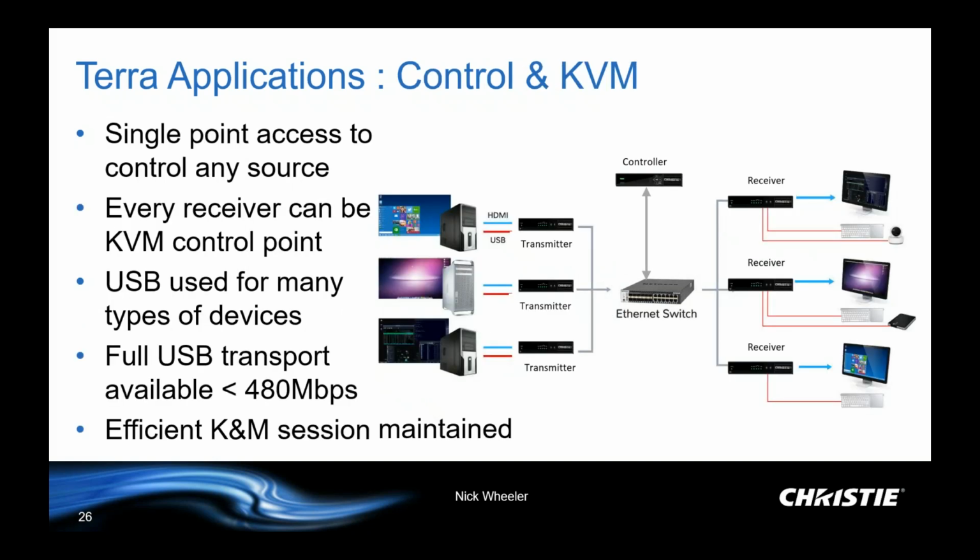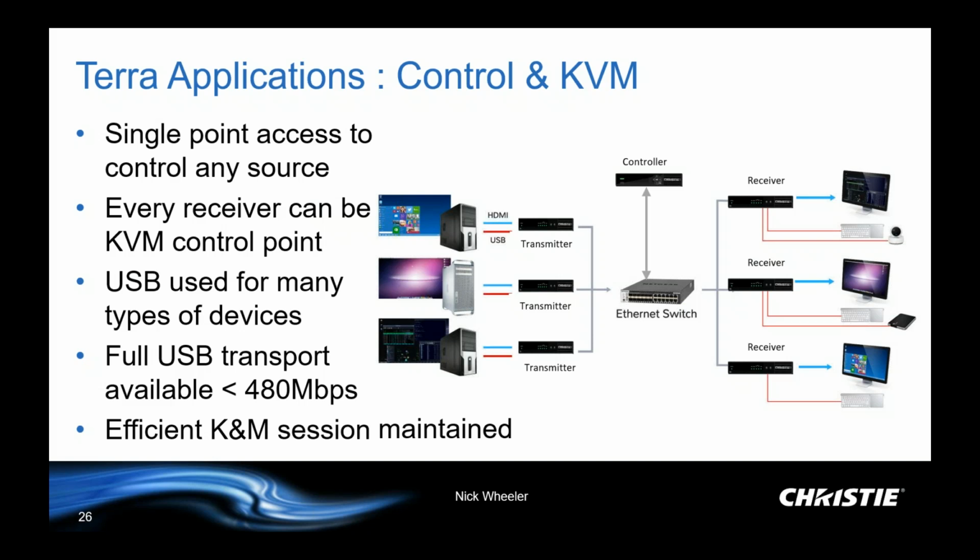Controlling KVM. This is really interesting, and I'll be talking about this particular application in tomorrow's webinar, at the end in the case study for the Orange Satellite Control Room. Basically what we have here is an AV switch, an AV router and a USB router at the same time. We're able to route the HDMI and the USB from any transmitter to any receiver, pretty much. So any receiver on the right-hand side would be able to take control of any of the transmitters. And the USB can be used for many types of devices.